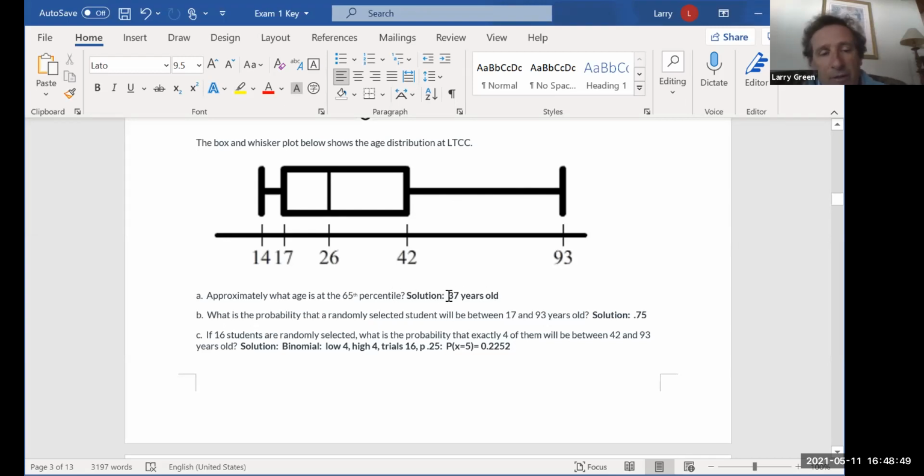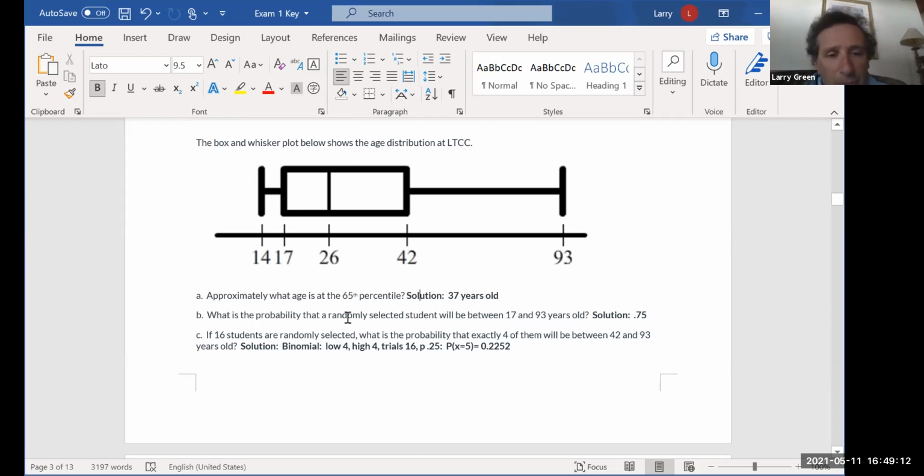So 37 works. If you did 41, I would have accepted it. 29, I would have accepted. Any number in between them. Any questions on that? There's nothing to do with the normal distribution, by the way. Nowhere does it say normal. So there's nothing to do other than look at the picture.